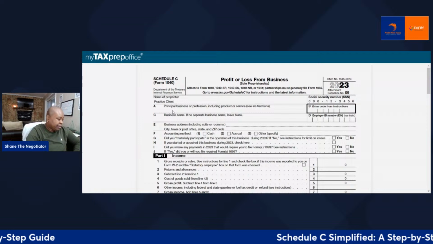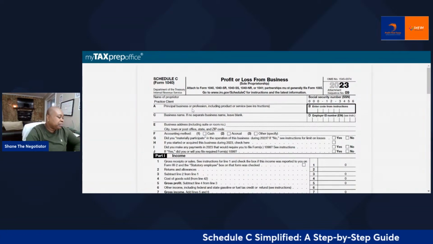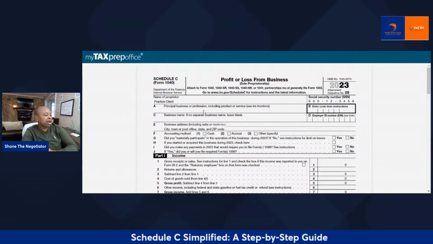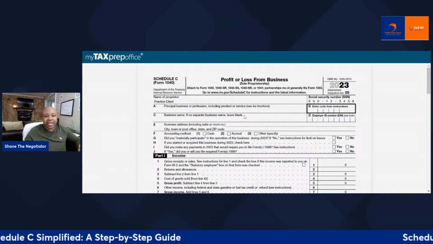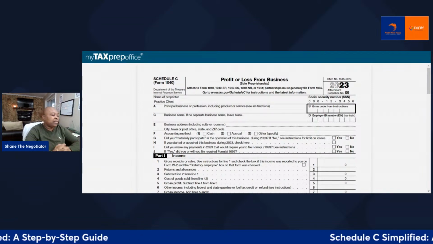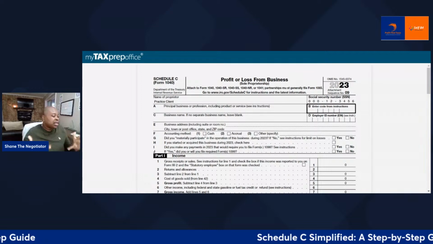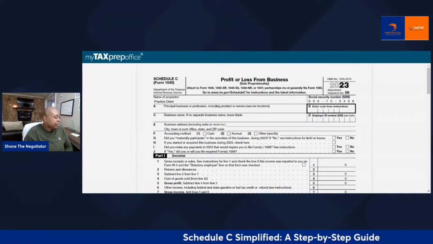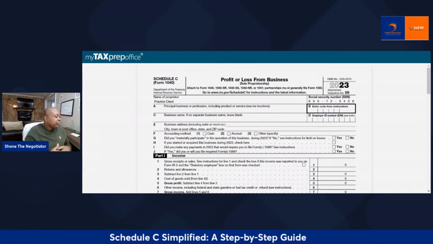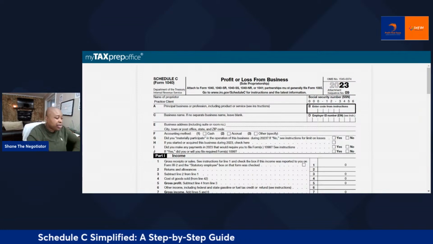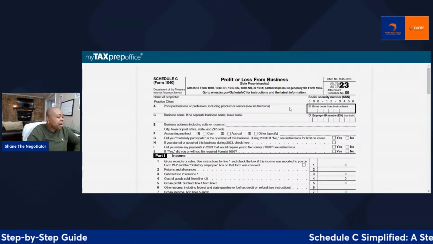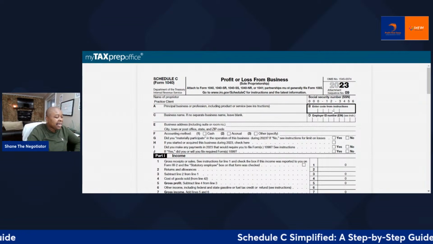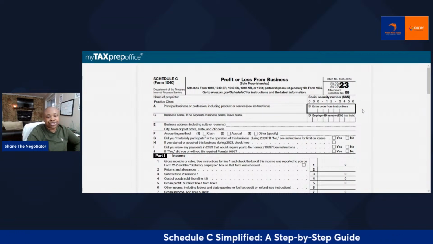So we're going to go to A. A says principal business or profession, including products or services. So whatever it is that you're doing, that's going to be the name. So if you are doing consulting, you put in the name there. If you are operating with your name, then you don't put anything there. Where it says B, enter the code from instructions.